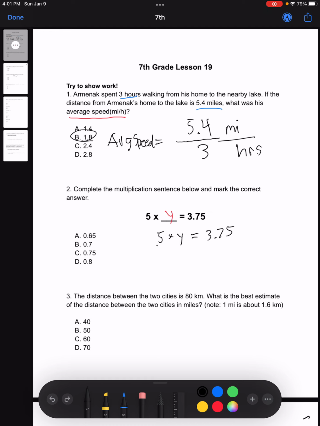To do that, we divide by 5 on both sides, and we get y is equal to 3.75 divided by 5. Dividing that out, we get 0.75 is equal to y, or the unknown number, making our answer C for this one.